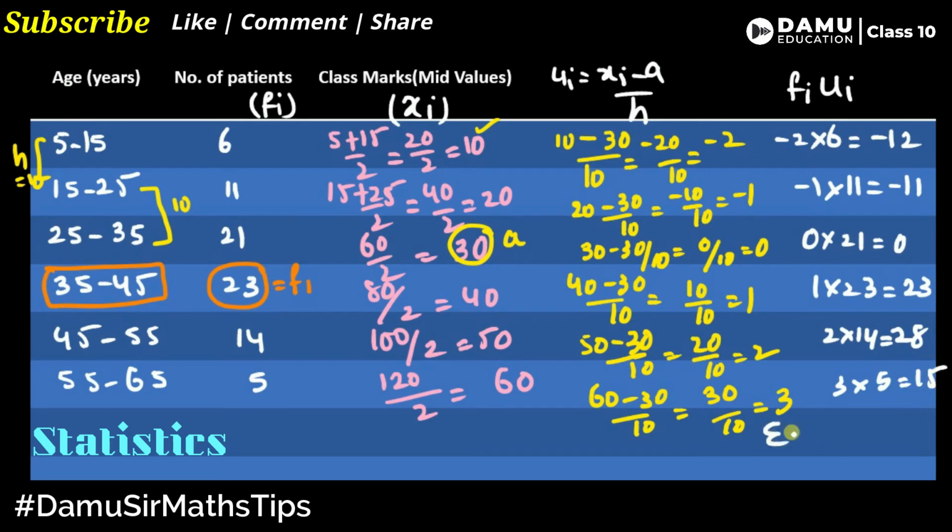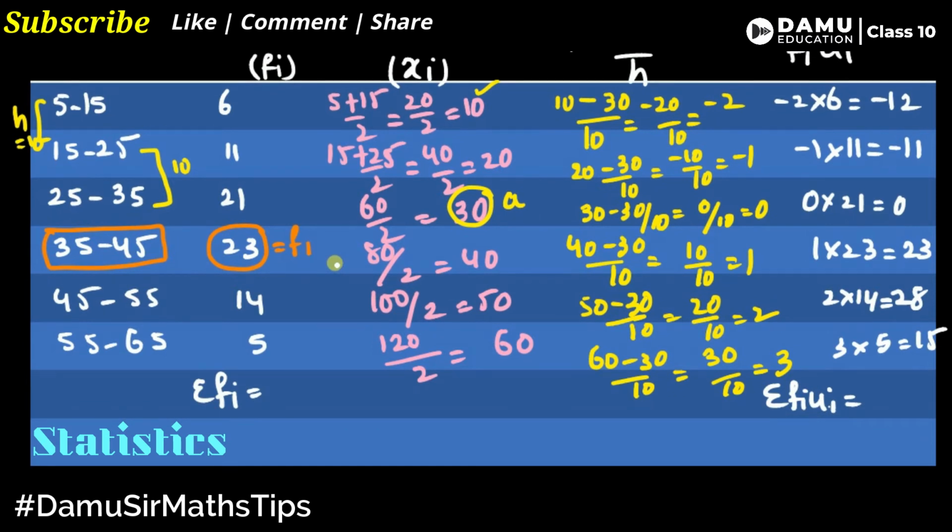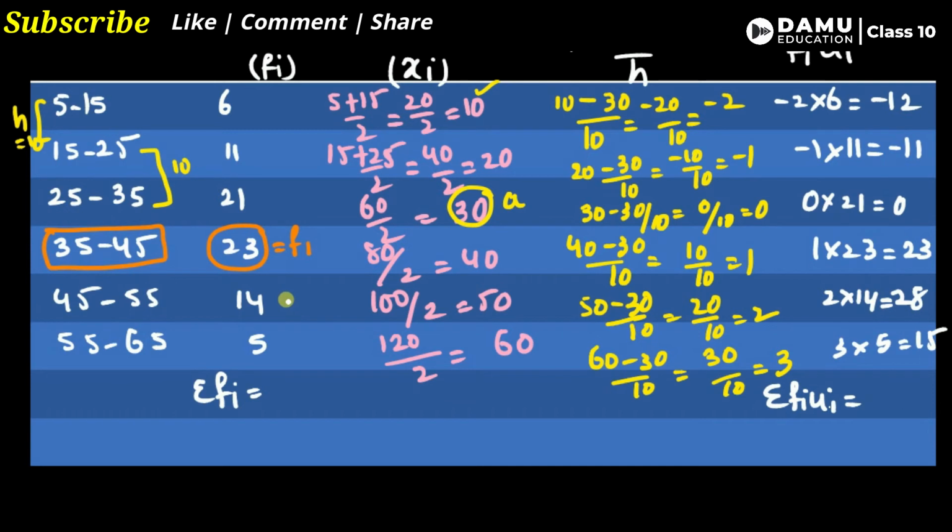So what is the summation of fi? So this is the summation of fi. What is the value of adding all these values? 6 plus 11, what is the answer? 17. 17 plus 21, we will get 38. 38 plus 23, we will get 61, plus 14, what is that? 75. 75 plus 5 will be 80. So this is the 80 value.